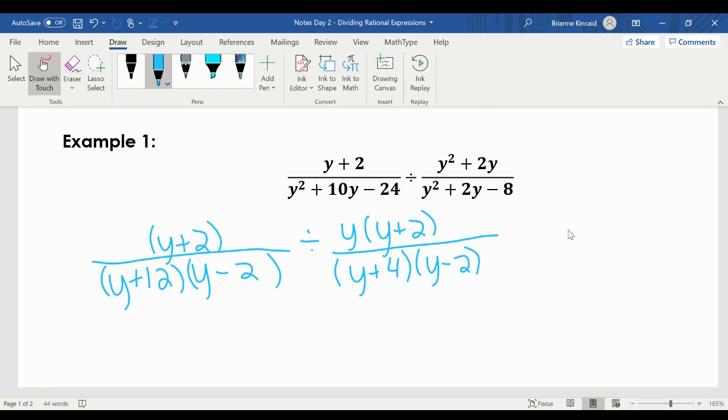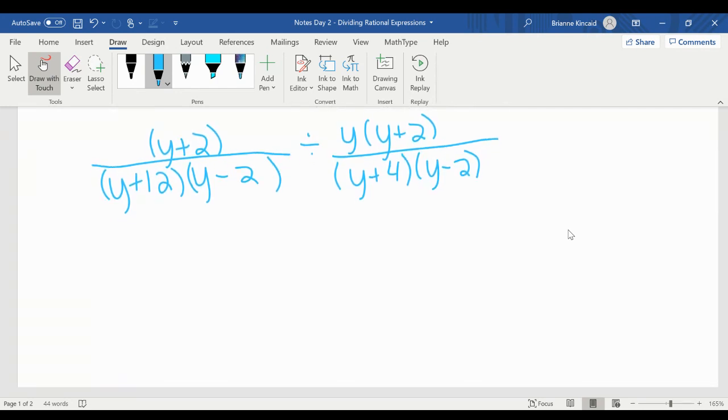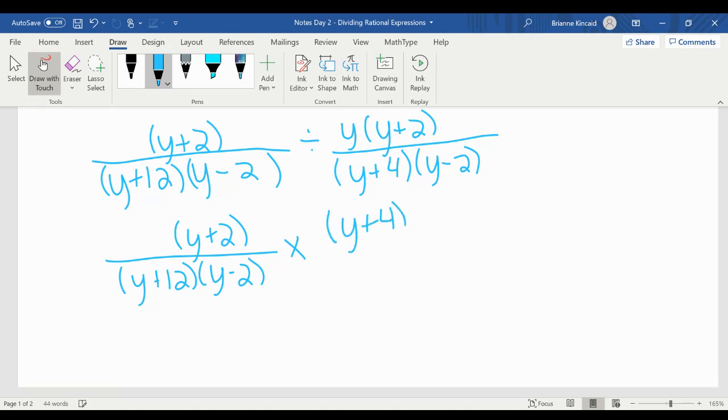After we're fully factored, we're going to change it to a multiplication problem. So we divide by the reciprocal, or you're going to hear me say the words keep, change, flip. What that means is I keep the first fraction the same. I change from division to multiplication, and I flip the second fraction. So y plus 4 and y minus 2 are now in the numerator. y and y plus 2 are now in the denominator.